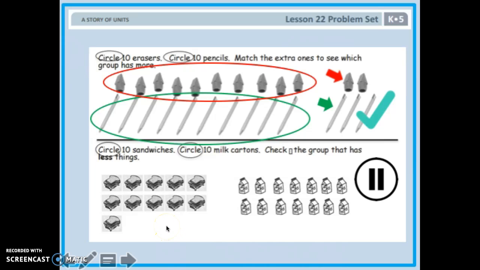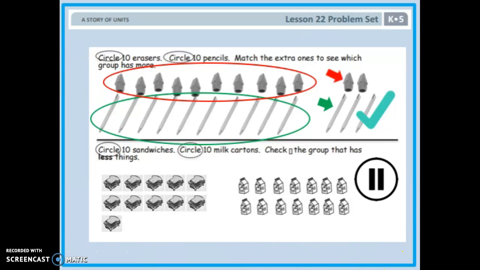Come down here. Listen very carefully to the next direction I'm going to give you. Circle 10 sandwiches. I don't know about you, but I'm pretty sure that this looks like a 10 frame here. Circle 10 sandwiches. Now take your pencil and circle over here 10 milk cartons. If you need to press pause, don't forget to press pause while you're working.